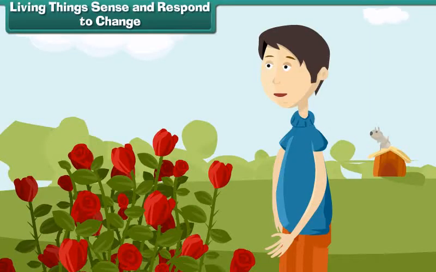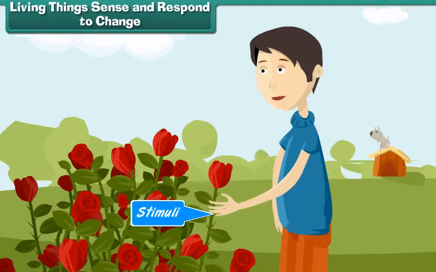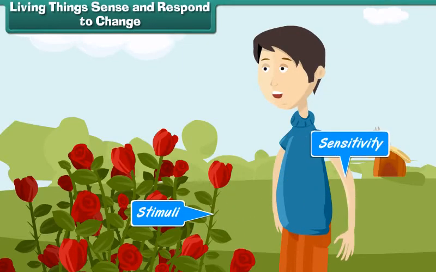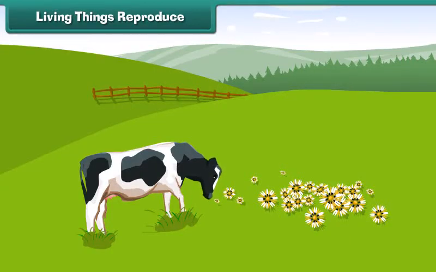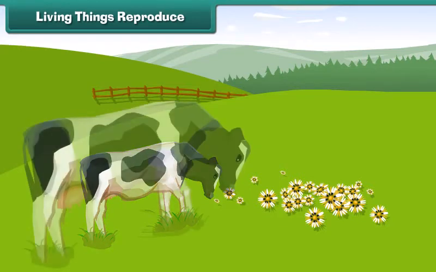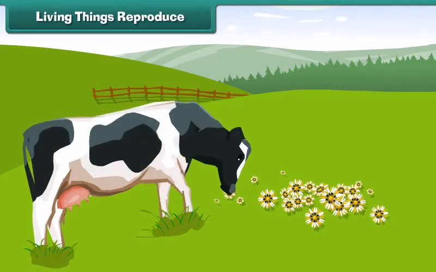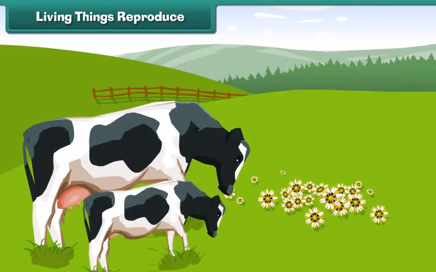Living things sense and respond to change. Consciousness is awareness of the surroundings and responding to external stimuli. The ability of an organism or organ to respond to external stimuli is called sensitivity. Living things reproduce. Young ones grow and become mature. They develop the faculty to produce young ones of their own type. Life comes from pre-existing life.